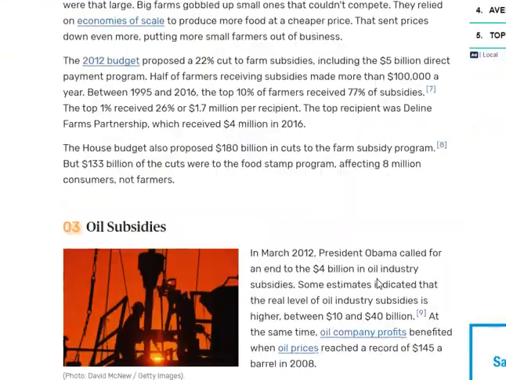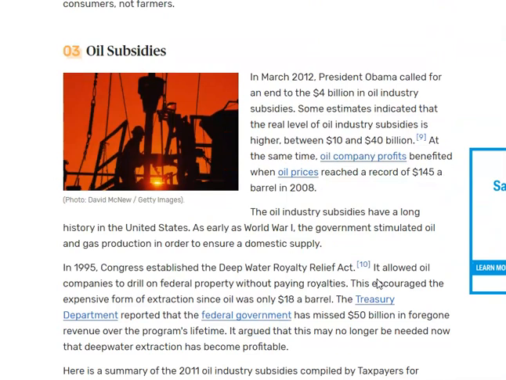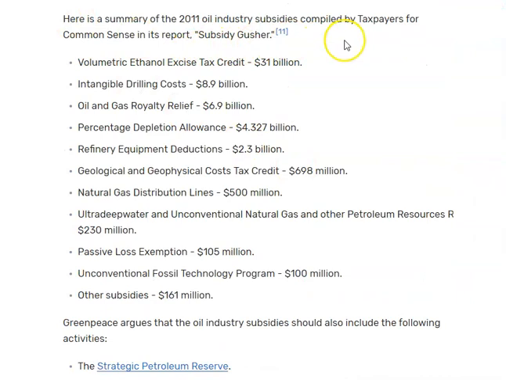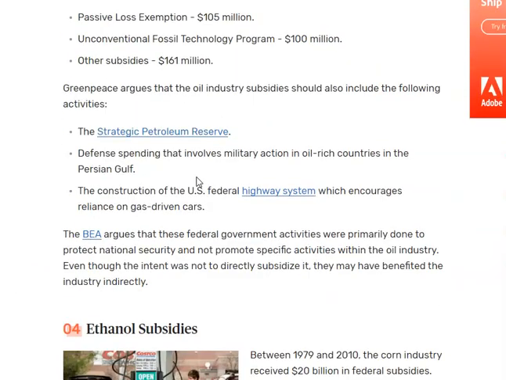Okay, so there's another example, oil. In March 2012, President Obama called for an end to the $4 billion in oil industry subsidies. Some estimates indicated that the real level of oil industry subsidies is higher, between $10 and $40 billion. It goes on to say, here's the summary of the 2011 oil industry subsidies compiled by Taxpayers for Common Sense. So these are all taxpayer dollars that go towards the oil industry, which is made up of private companies.